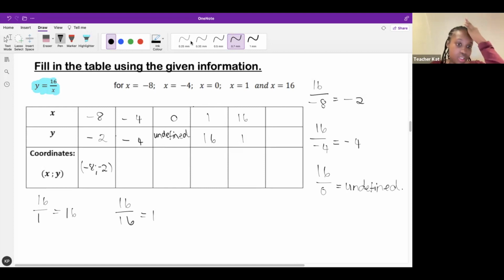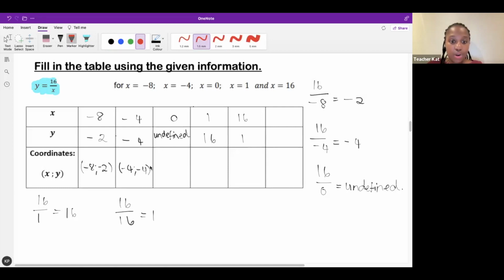Second one, coordinates. Nice. That is my -4 and -4. Remember, we always write them correctly: 2 brackets and semicolon.